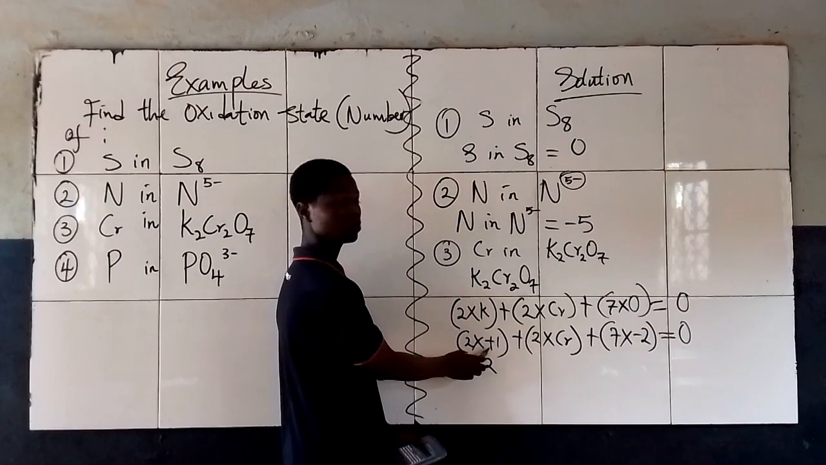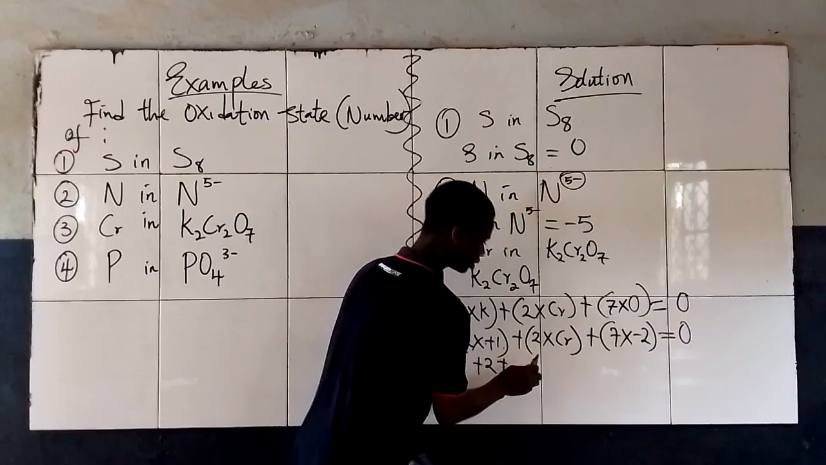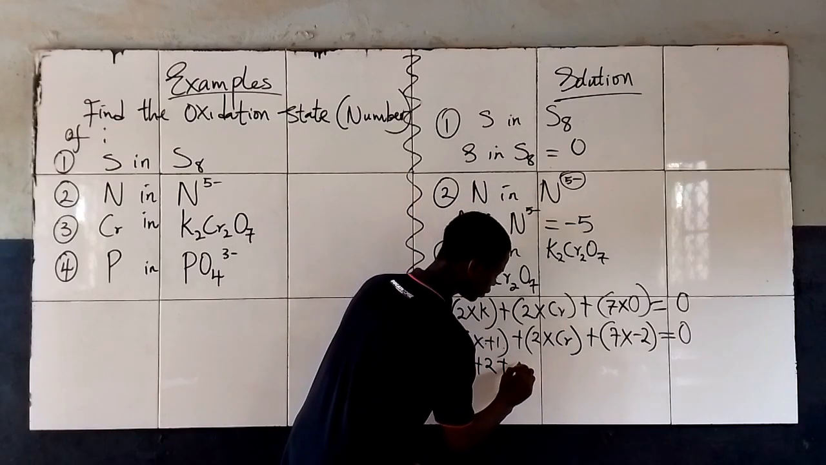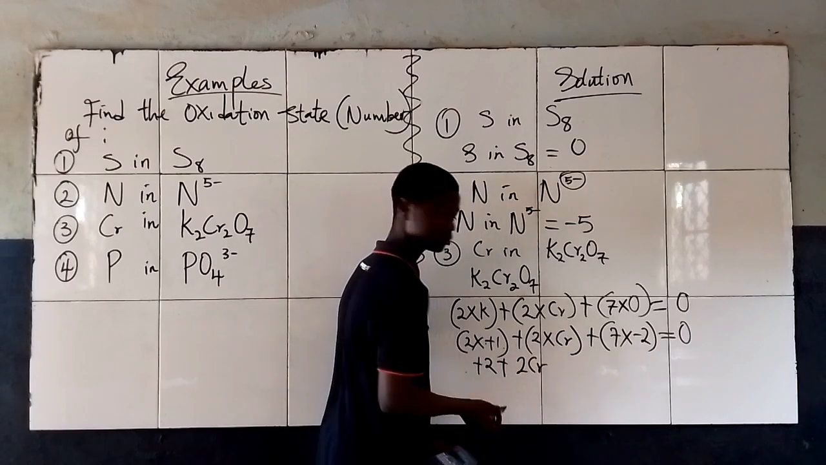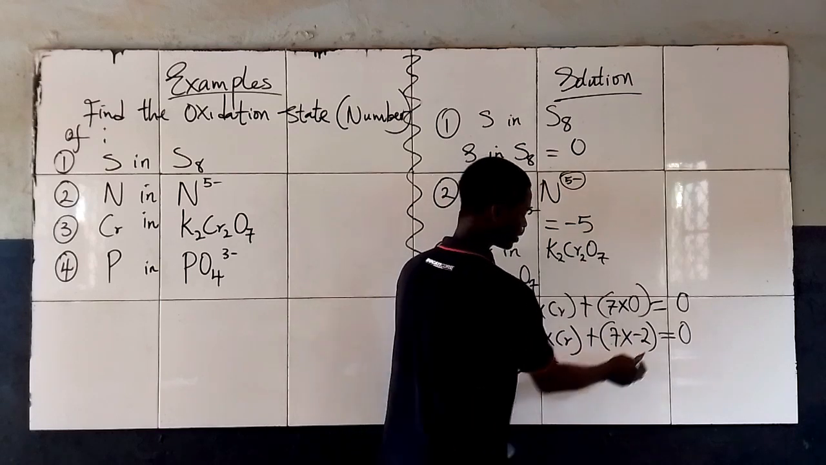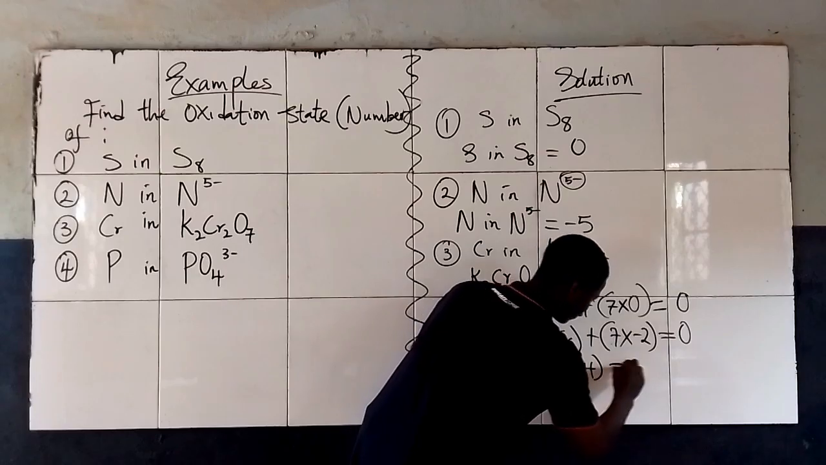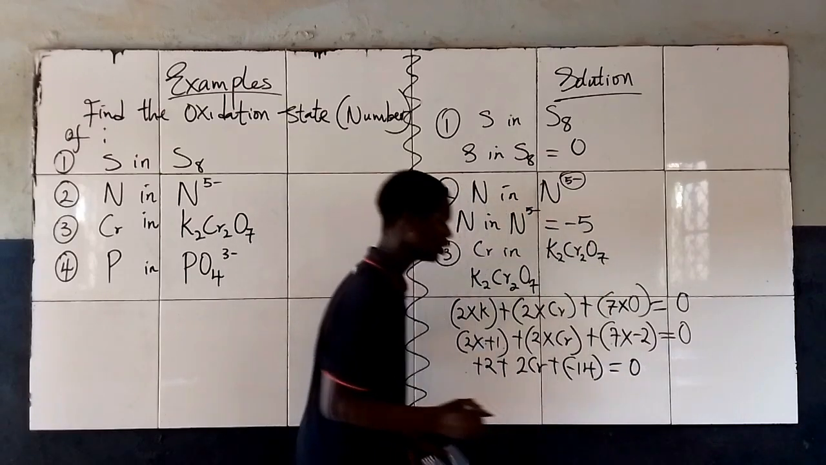Because the only sign here is plus, 2 times 1 is what? 2. Plus 2 times 2CrO, let's just say 2CrO, okay? Plus 2 times 7 times minus 2 is what? Bracket minus 14. So this is what we have. It will now be equal to what? 0. So now we have this.